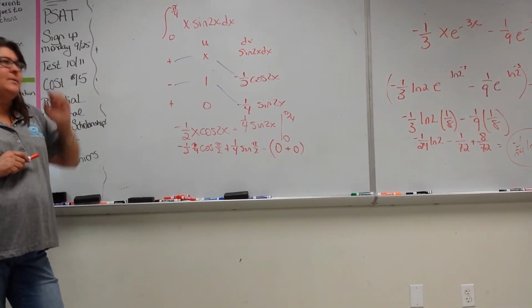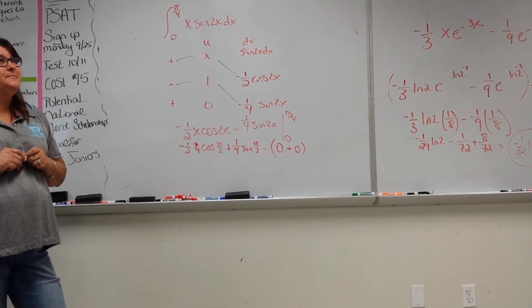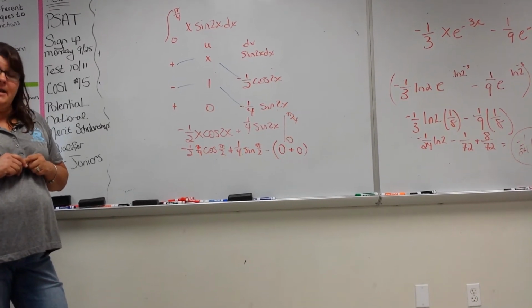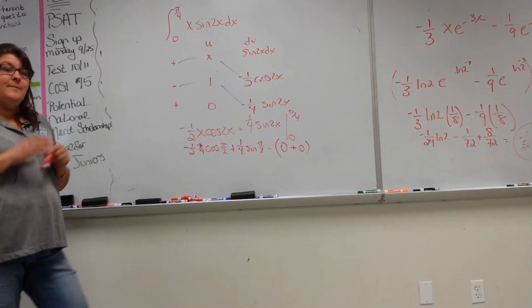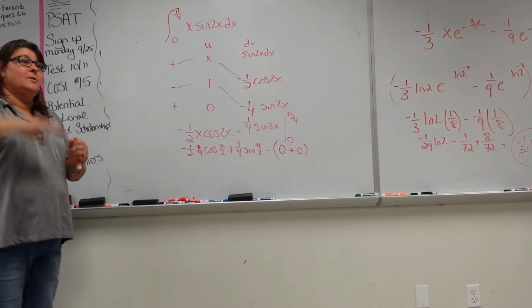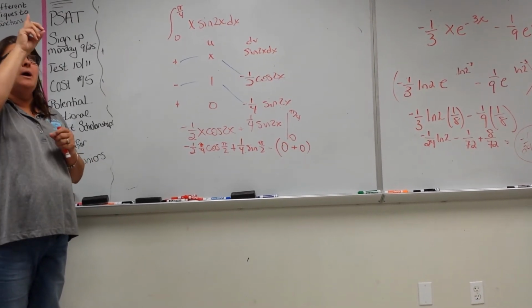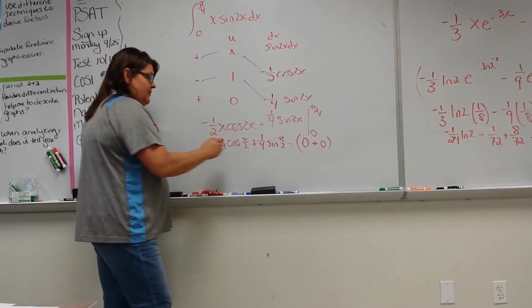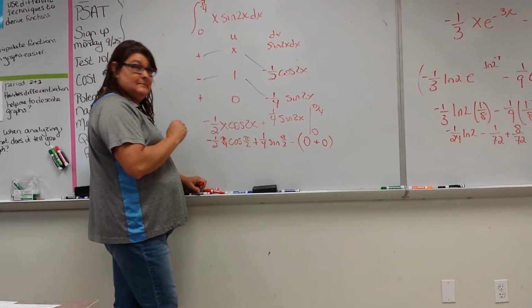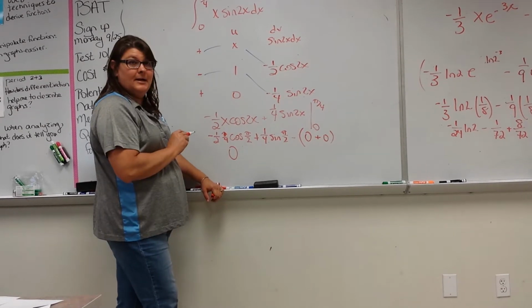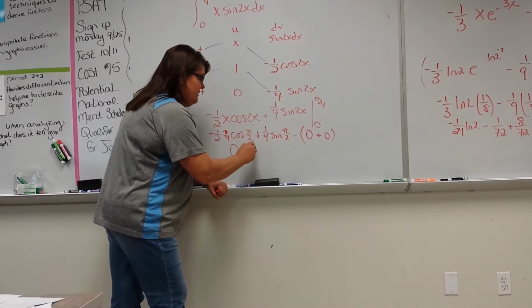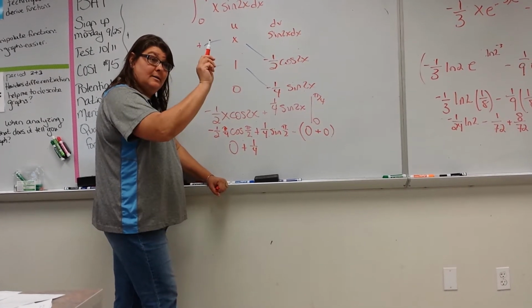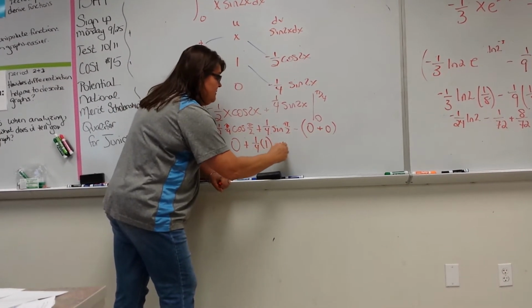So what does this turn out to be? What's cosine of pi over 2? That's 90 degrees. Cosine is your x value, so I'm starting here and going straight up. My ordered pair is 0, 1. So cosine is 0, and this whole term is 0. Plus 1/4 of sine of pi over 2, which is 1, so times 1.